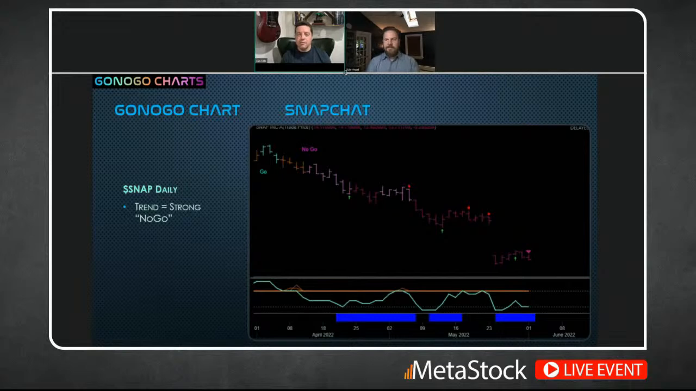Are you going to buy this right now? We're not buying this right now. We're still in a no-go trend. Strong purple bars, oscillator at -5 on this chart. Heavy volume, lots of market participation in this price movement down. Oscillator at -5, absolutely.